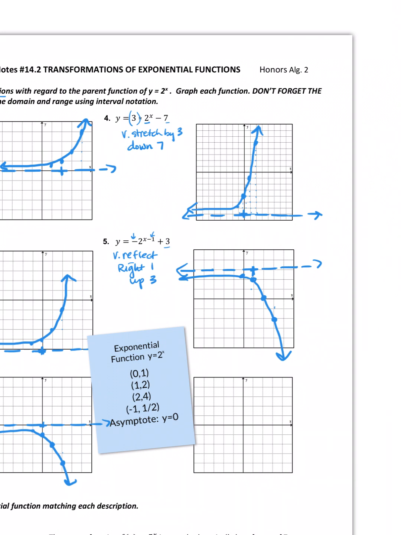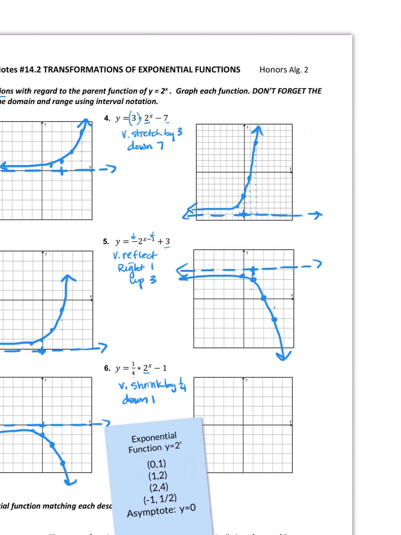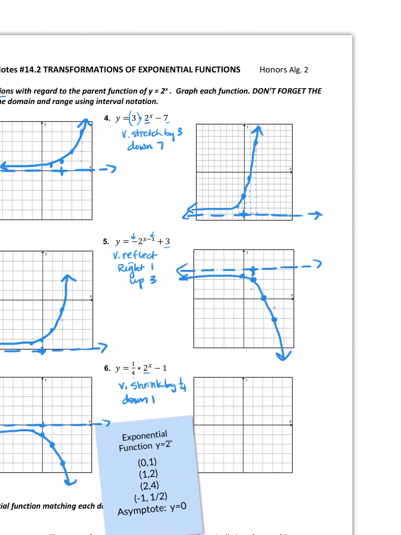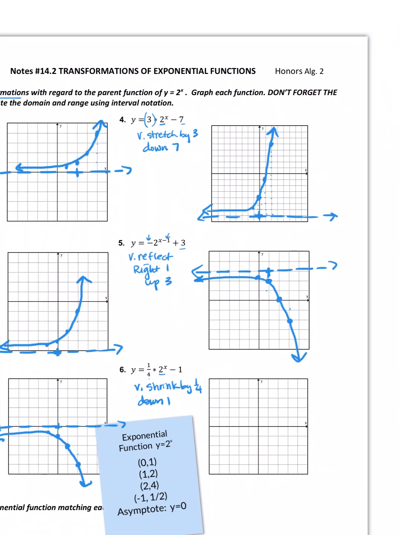All right, last but not least, let's look at number 6 here. Vertical shrink by 1/4. So that's going to affect the vertical changes I make with my y coordinates. We'll get there. But let's first realign our origin. It's just going down 1, so it's right here. And I'm going to put my asymptote in. Make sure it's clear, make sure it's dotted, and we're good.